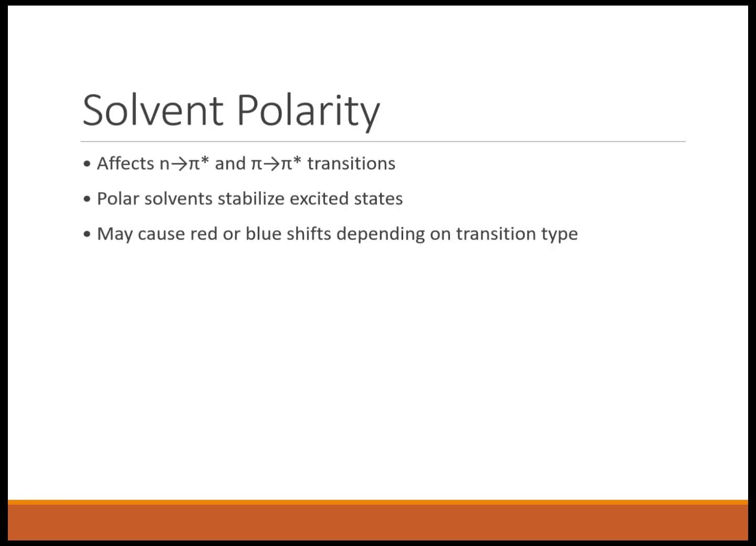If we discuss the solvent polarity, polarity affects different electronic transitions. For n to pi star transitions, polar solvents stabilize the ground state, causing a blue shift towards lower lambda max. And for pi to pi star transitions, polar solvents stabilize the excited state more, causing a red shift. It will lead to a higher lambda max. Therefore, solvent choice must be made carefully depending upon the type of compound.